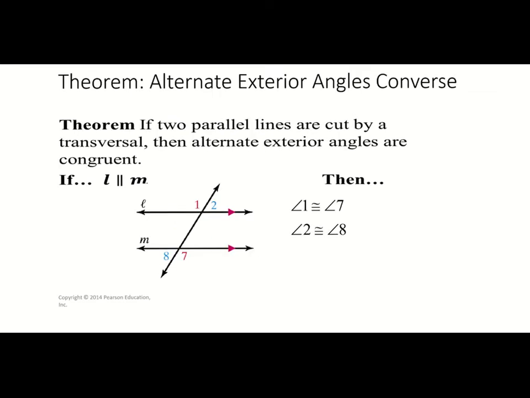All right, our next theorem, and our final one for this section, is the alternate exterior angles theorem converse. This theorem says if two parallel lines are cut by a transversal, so it starts off the same way, then alternate exterior angles are congruent. So that means 1 and 7 are a pair of alternate exterior angles, so they are congruent. And then also we have 2 and 8, a pair of alternate exterior angles, so they are congruent as well.